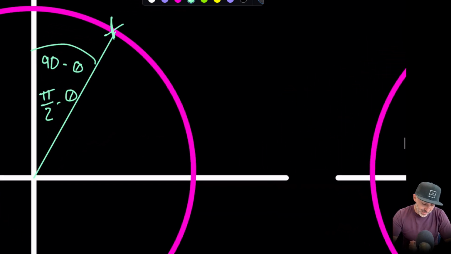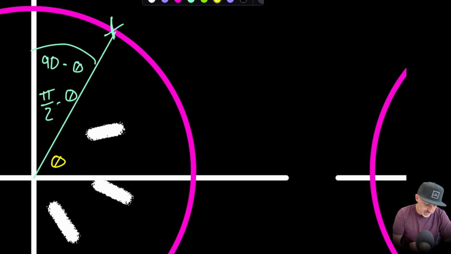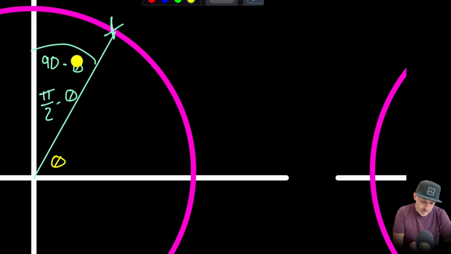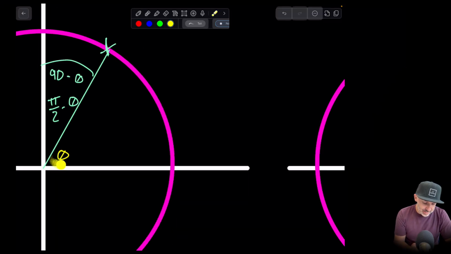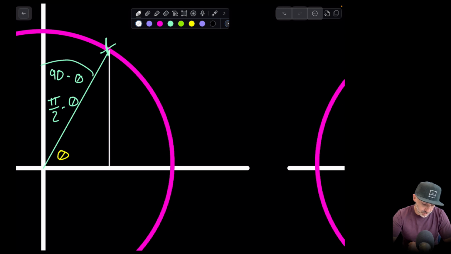Well, if that's 90 minus theta, it must mean that this angle down here is theta. And how do I know that? Well, if you add this angle and this angle together, the thetas would cancel out, leaving 90. And we can see that this whole angle is 90. So as long as you remember that that can be labeled as theta, I think you're almost there. So I will create a triangle with the x-axis, and we know that's theta.